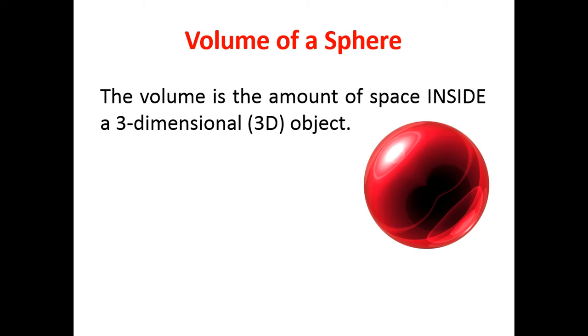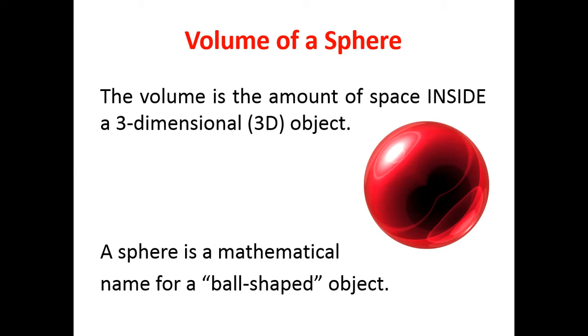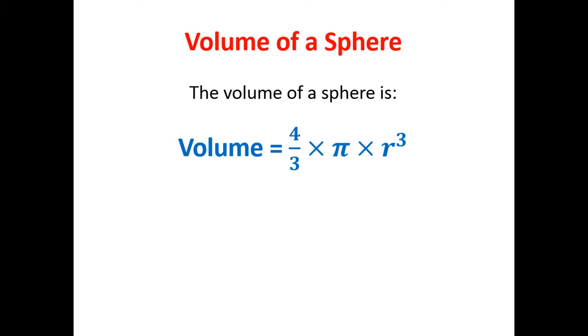The volume is the amount of space inside a three-dimensional object. A sphere is a mathematical name for a ball-shaped object. Right, so the volume of a sphere is equal to the following formula. Volume is equal to 4 over 3, or 4/3, times pi, times radius to the power of 3. In algebra we don't put the times, so you'll often see it simplified to 4/3 pi r cubed.